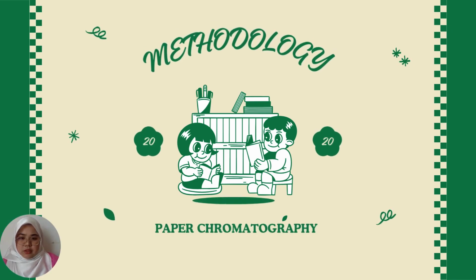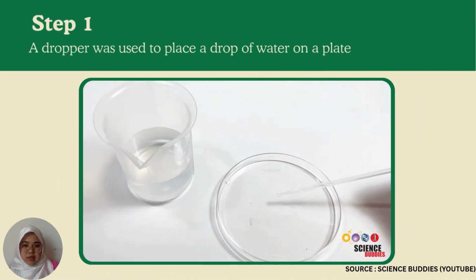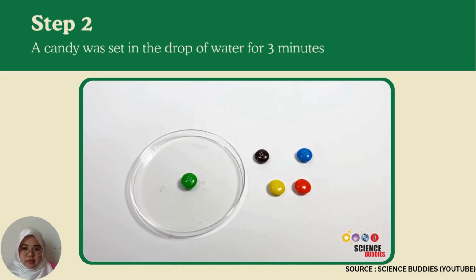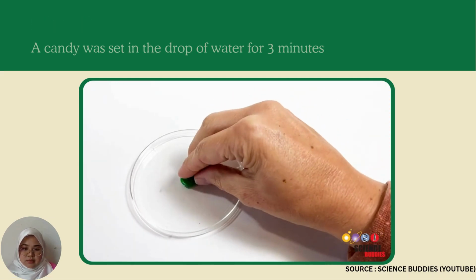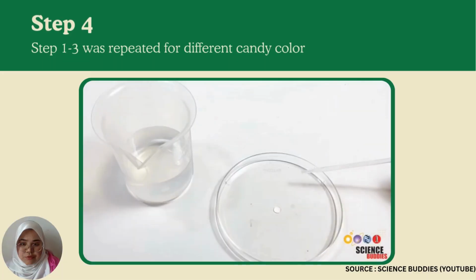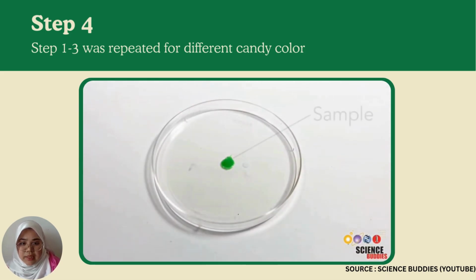Next is methodology. The first part is preparing the sample. Step 1. A dropper was used to place a drop of water on a plate. Step 2. A candy was set in the drop of water for 3 minutes. Step 3. The candy was removed and the color was extracted as the sample. Step 4. Steps 1 to 3 were repeated for different candy colors.